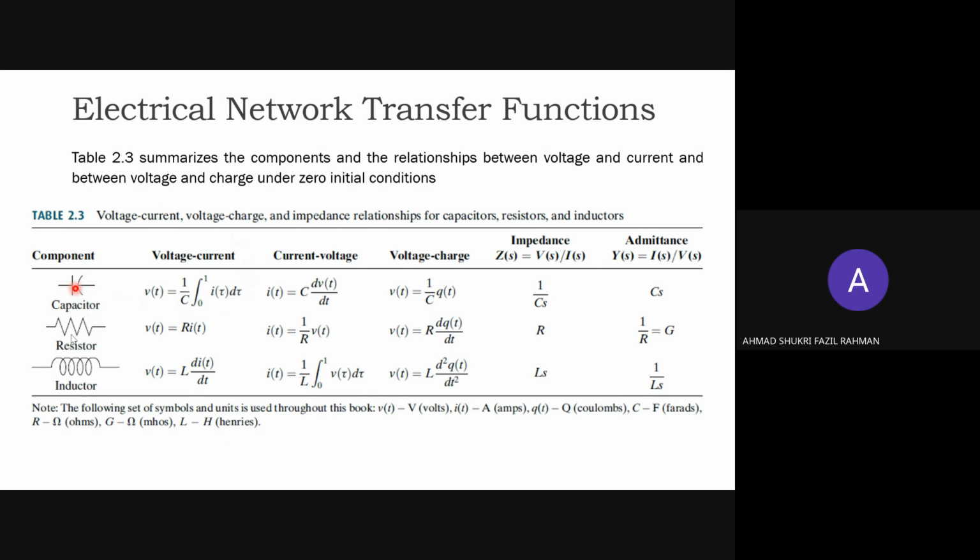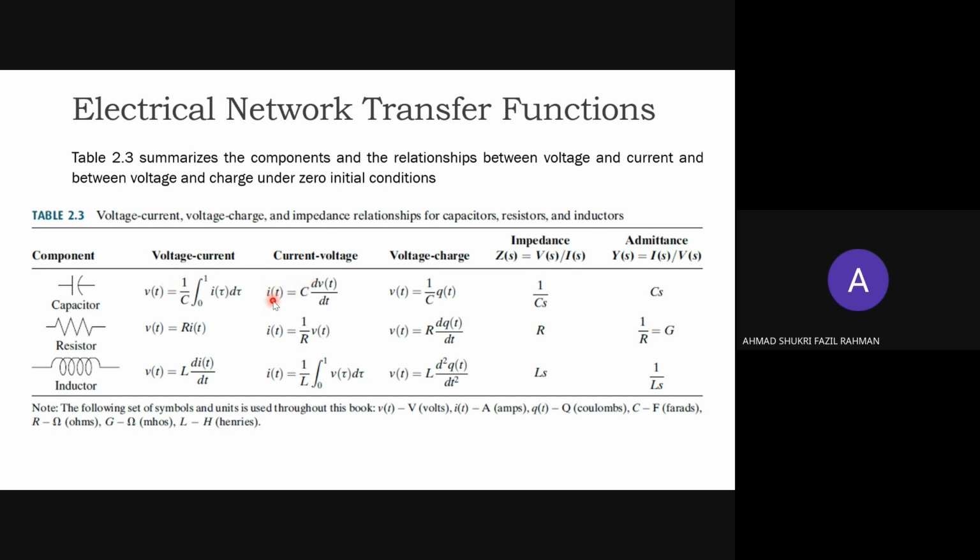So looking back, we refer back at these three basic components here: capacitor, resistor, and inductor. These are the relationships that we can see with respect to these components. The first one will be voltage-current. This happens when voltage output v is equal to 1 over C integral of i(tau) d tau. So this is in the form of voltage-current, and then this is in the form of current-voltage.